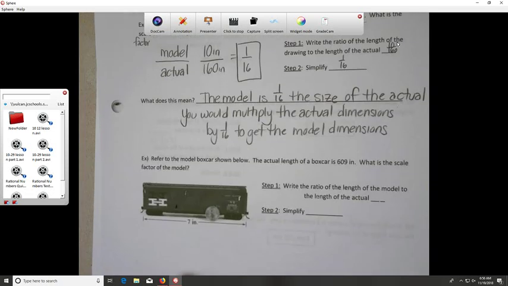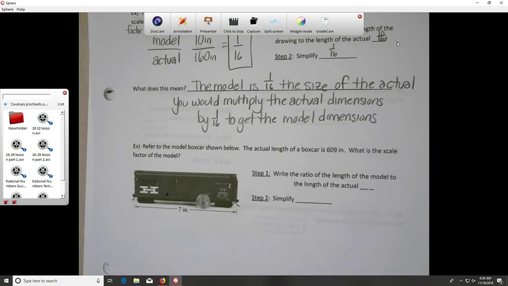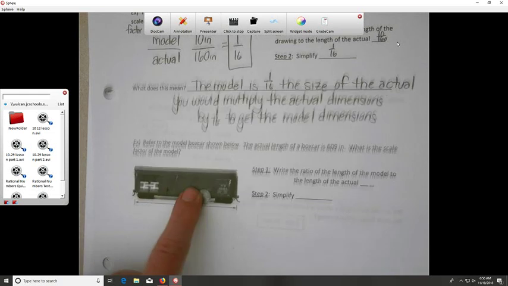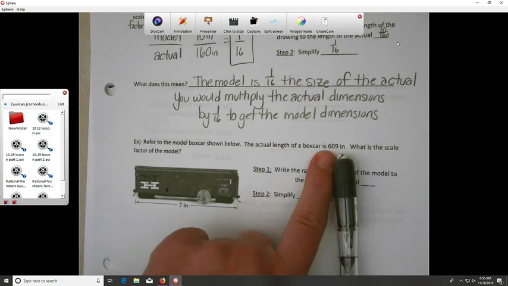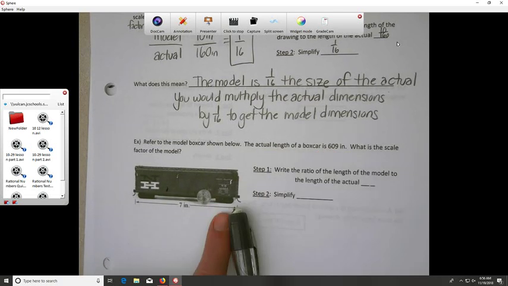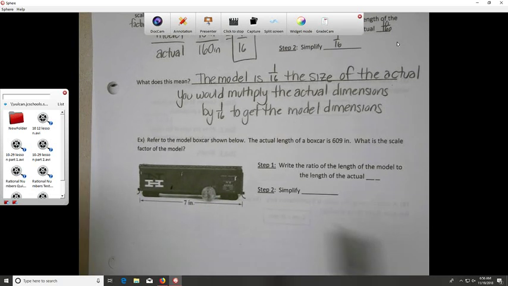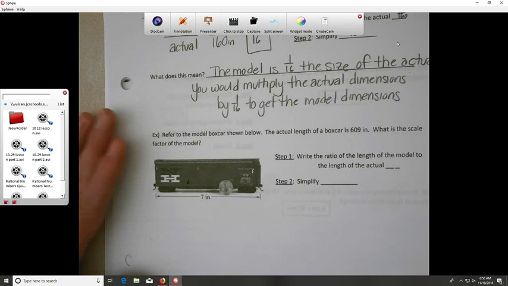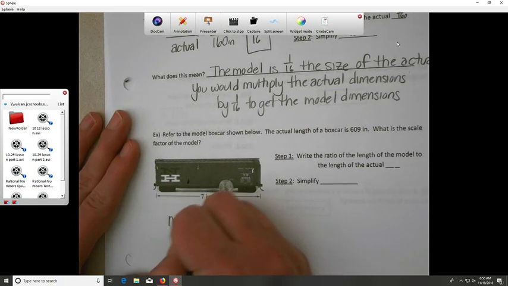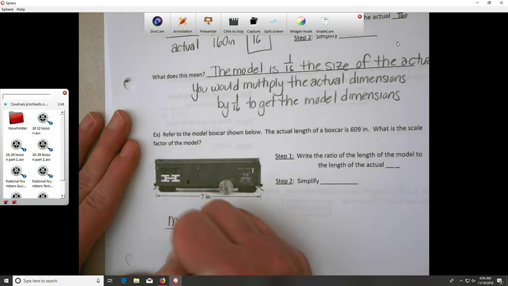So let's look at another example here. It says refer to the model boxcar shown below. So this is the model. The actual length of the boxcar is 609 inches. What is the scale factor of the model? So I've got to make sure my units are the same. The actual is in inches, and if I look at the model here, that's also inches. So step 1, write the ratio of the length of the model to the length of the actual. My fraction is always model over actual.